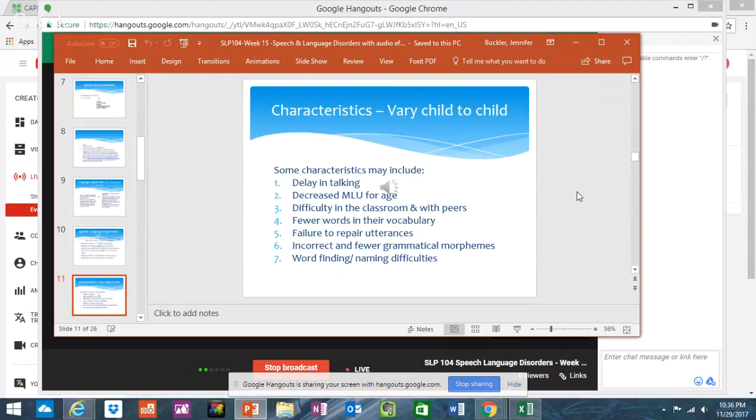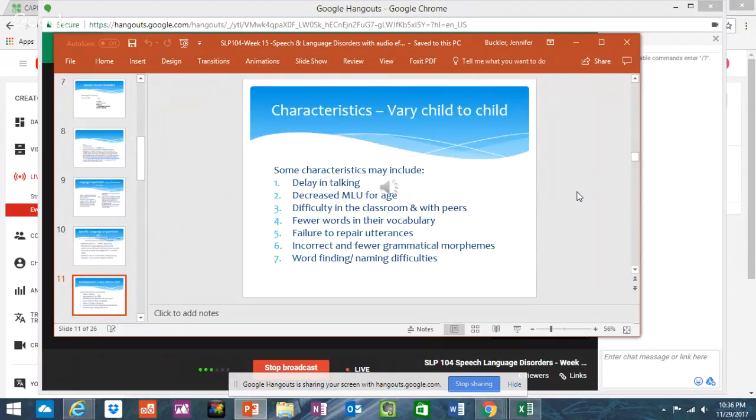In general, they might display delays in talking, so they might be late starters. We look back at those red flag moments: first words at 1 year old, 50 words by 18 months, 2 words together by 24 months, complex sentences and intelligibility by 3. And so these landmarks, these red flag moments, are delayed. Little ones talk later than expected.